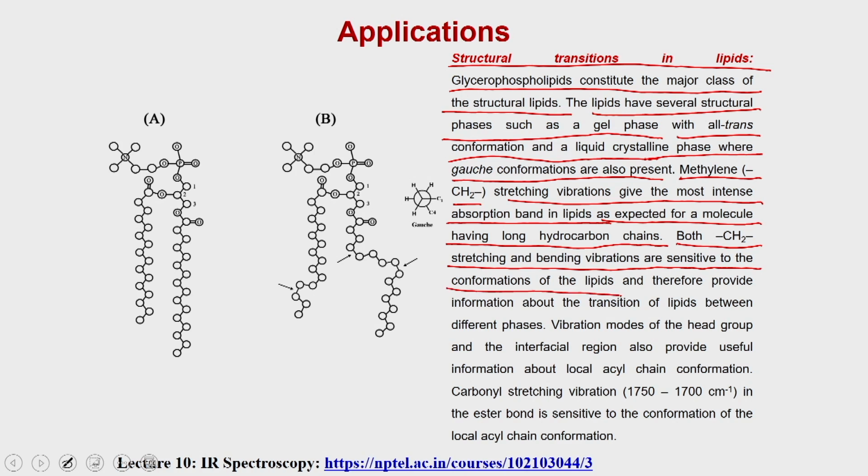For example, if you have any structural changes in the lipid, that is going to affect the final IR spectrum, because it is going to change the local environment, and because of that you can study the structural changes in the lipids.